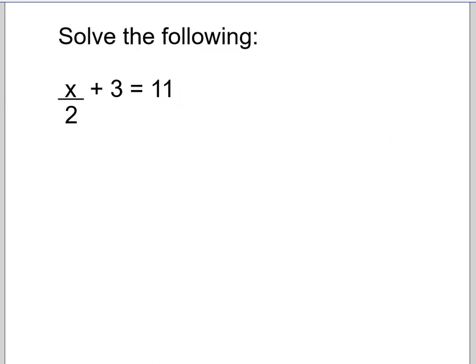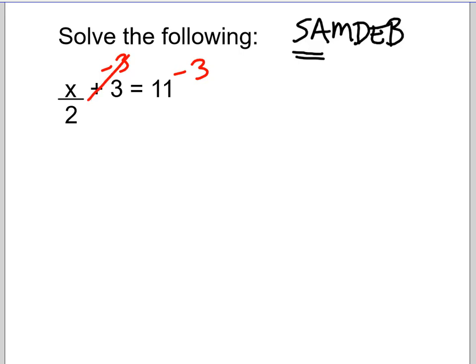So if we want to solve x divided by 2 plus 3 equals 11, okay, it's a little trickier, so I'm still going to use my SAMDEB as a guide, just a guide. So what we notice first is that subtraction and addition are the first operations we want to go after. So in this case there's a plus 3, so I'm going to subtract 3. I want to use the opposite operation to undo. Those would cancel. And then my new equation looks like this. X divided by 2 equals 11 minus 3 is 8.